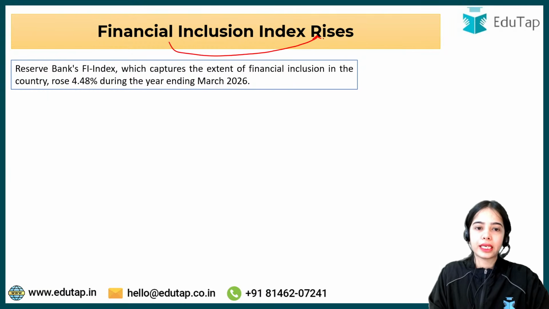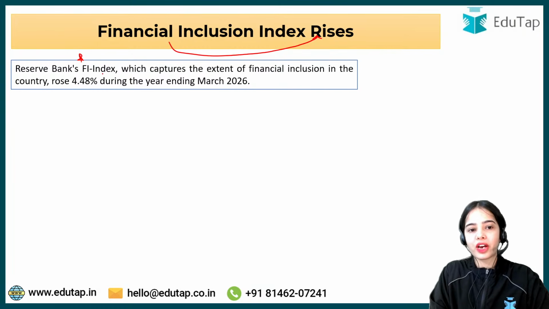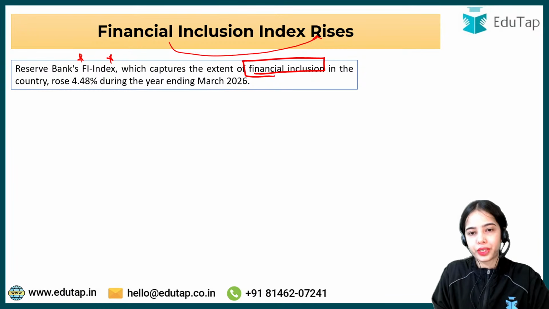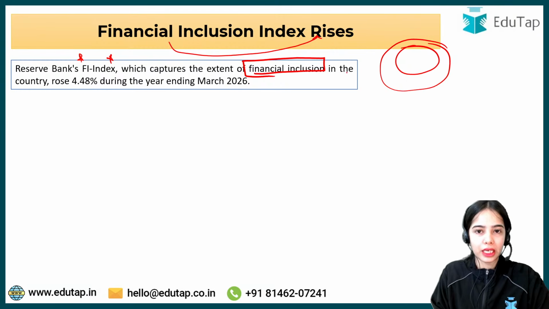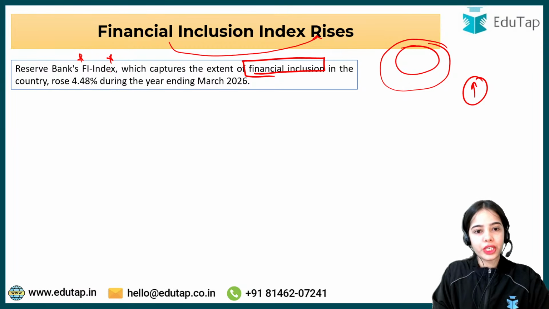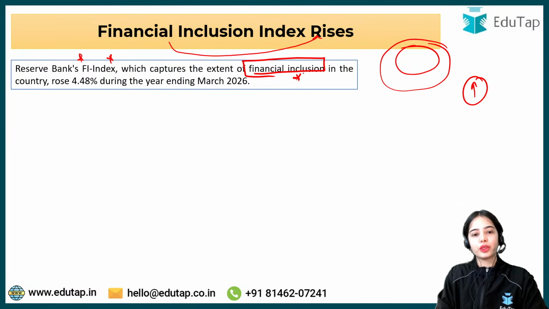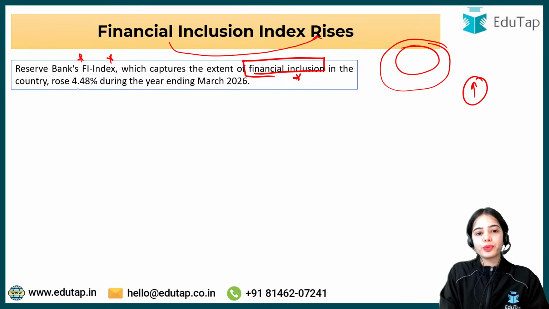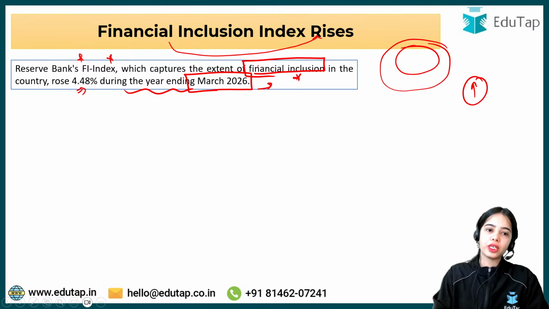Financial Inclusion Index rises. First of all, the Reserve Bank's Financial Inclusion Index captures the extent of financial inclusion in the country. How much financial inclusion is happening in the country? Has it improved or not? The index rose by 4.48% during the year ending March 2026. So for the year ending March 2026, financial inclusion improved by 4.48%.